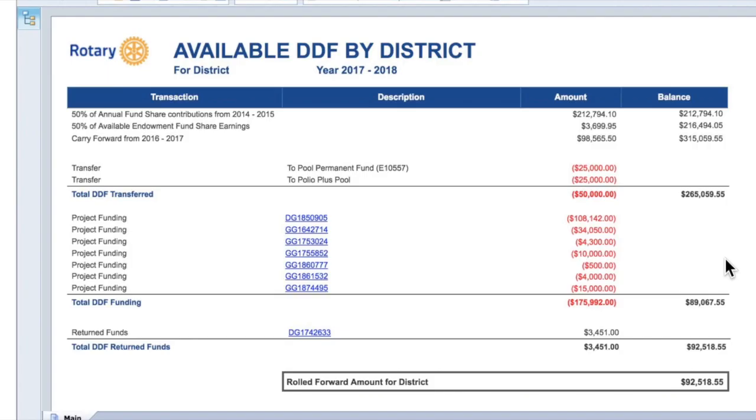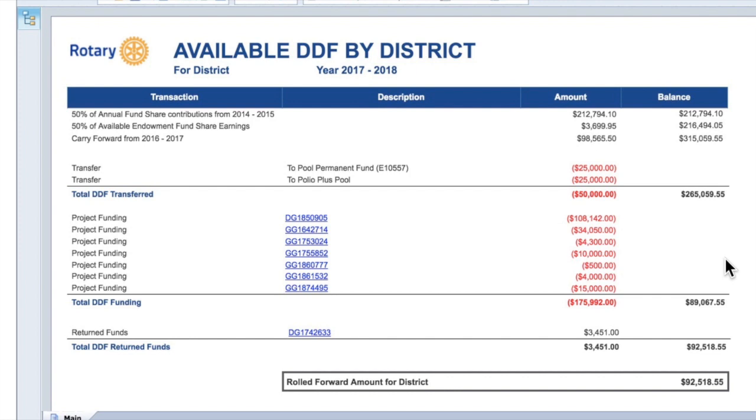Next, we're going to take a look at the DDF available by district report. Through our annual fund share program, Rotarians make their contributions to the annual fund, and those are turned into grants for local and international projects, our global scholars, and activities like our vocational training teams. The contributions received are divided between the World Fund and District Designated Funds, or DDF.